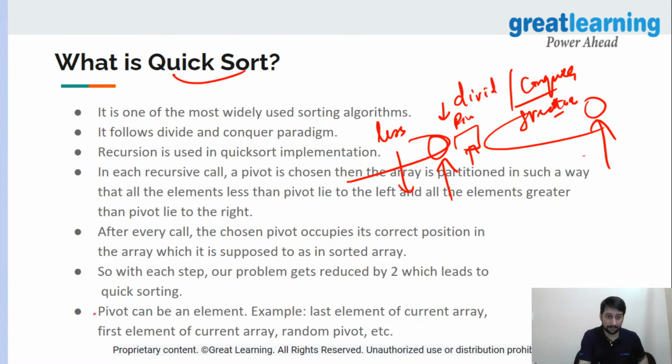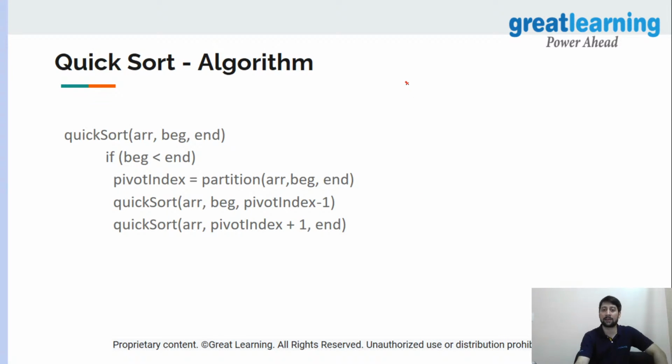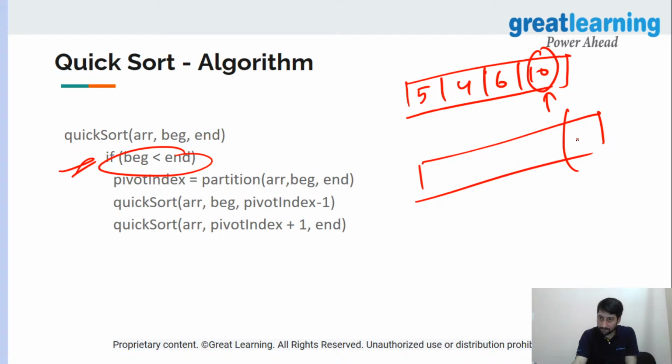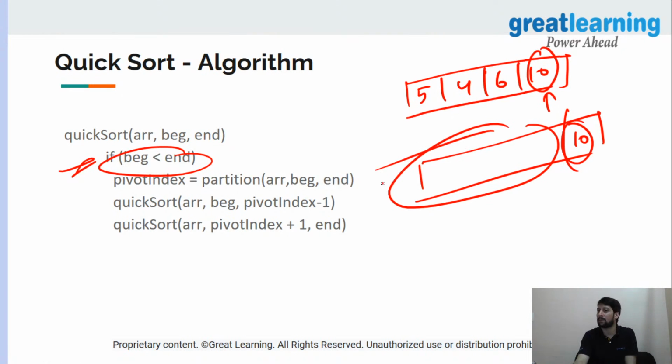Okay, so let me just go on to the next slide. Now if you observe carefully, why this condition is there, we'll talk about it. Let's suppose you have this array 5 4 6 and 10. Is this sorted? No. So I am picking up this element as pivot. Once the entire array is sorted, after the first recursive call, this 10 will have its original position, and all the elements on the left hand side will be less than this 10, and in this case we will not have any elements on the right hand side which will be greater than this 10.